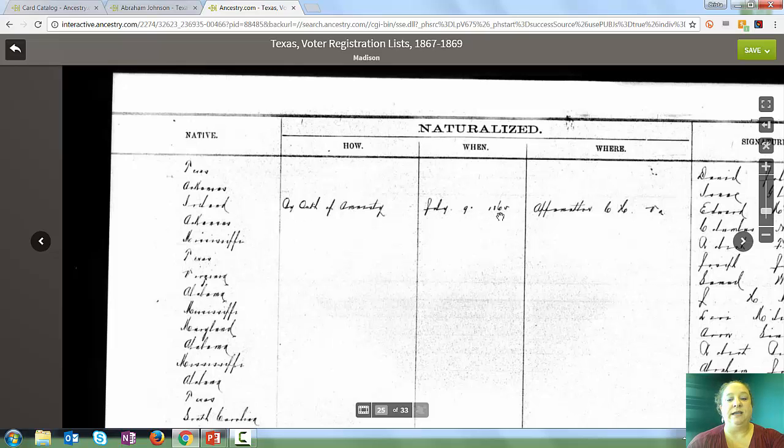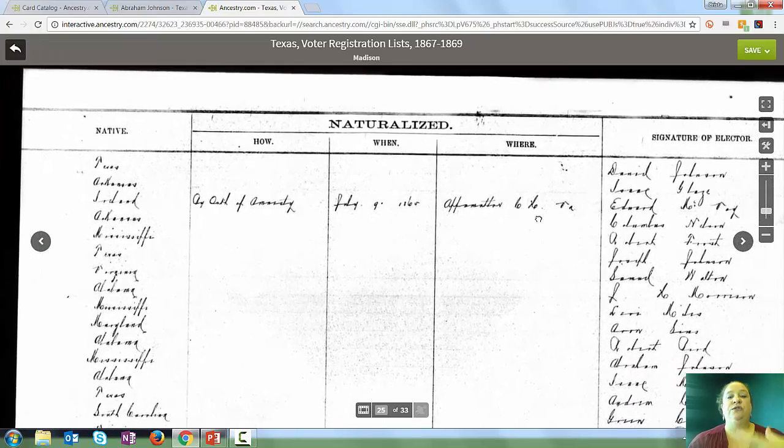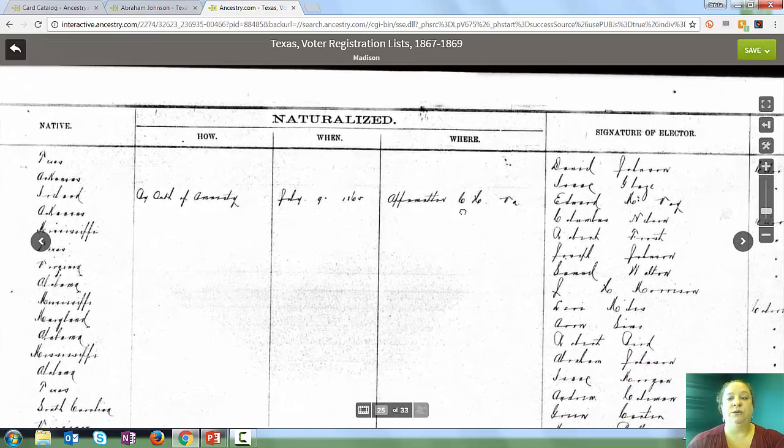He was naturalized July 9th, 1865 in Appomattox. So it's very possible that this individual received his citizenship by right of the fact that he fought in the U.S. military during the U.S. Civil War. So you get, again, additional clues about who this individual is and what they were doing.